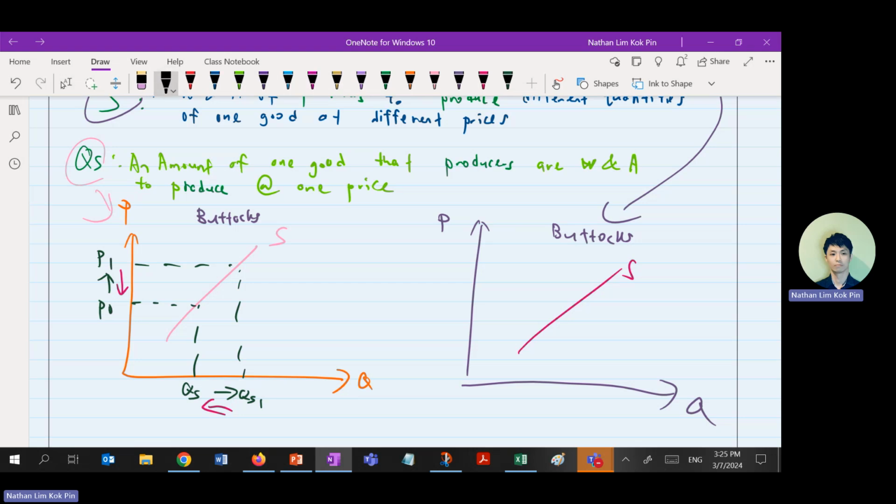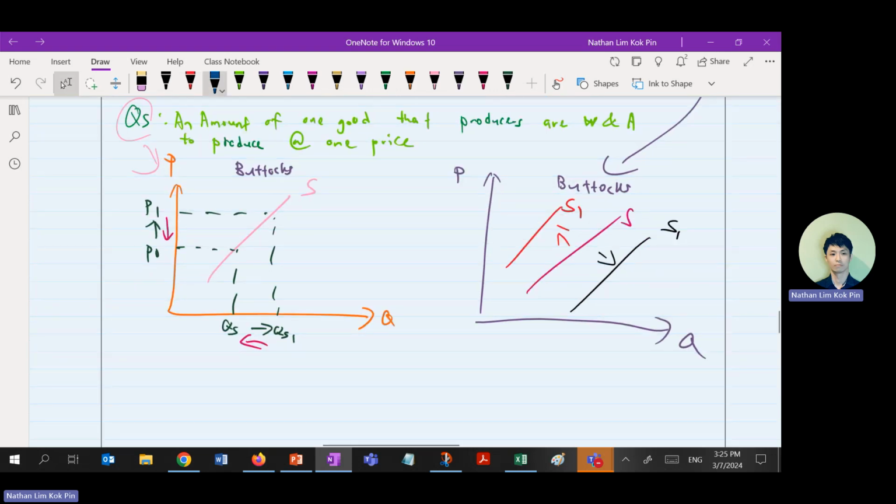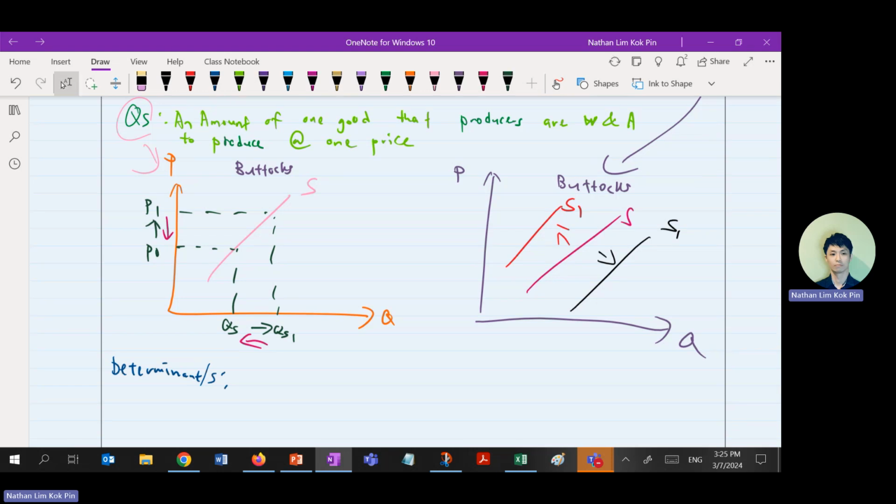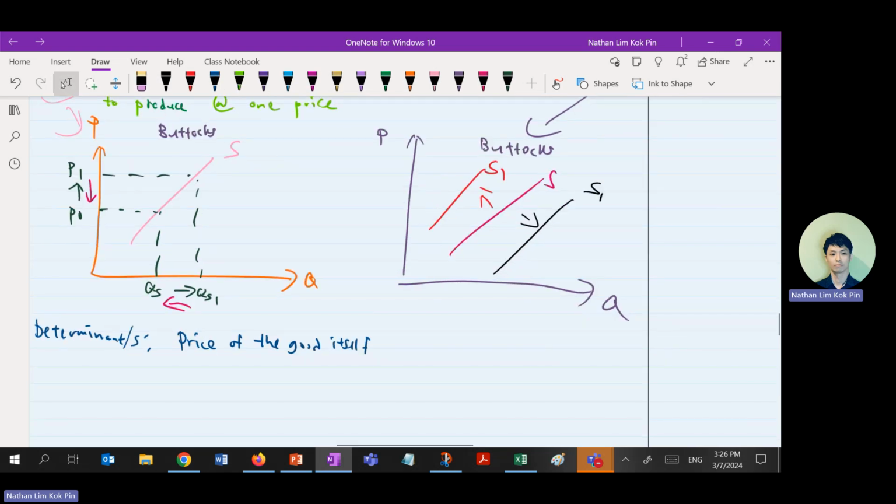As for the supply shifting right and the supply shifting left, right? Okay, there are many determinants as well. There are many determinants, but only one determinant for the quantity supply, which is the price of the good itself. Okay, and for this one, supply, we have a lot of determinants.